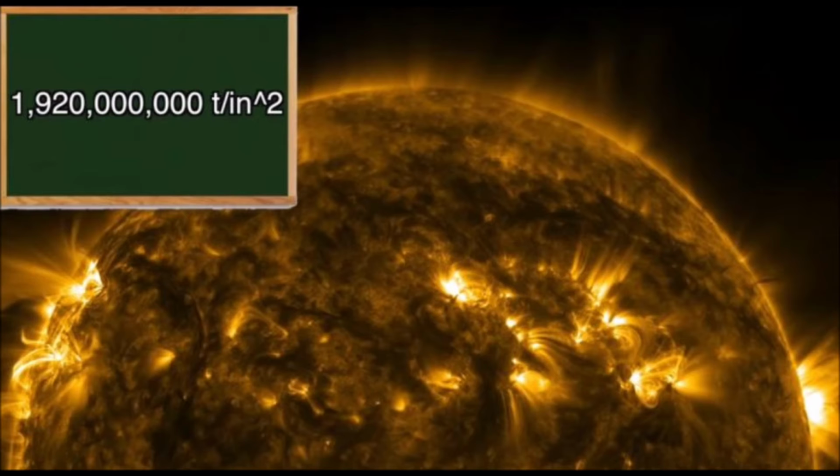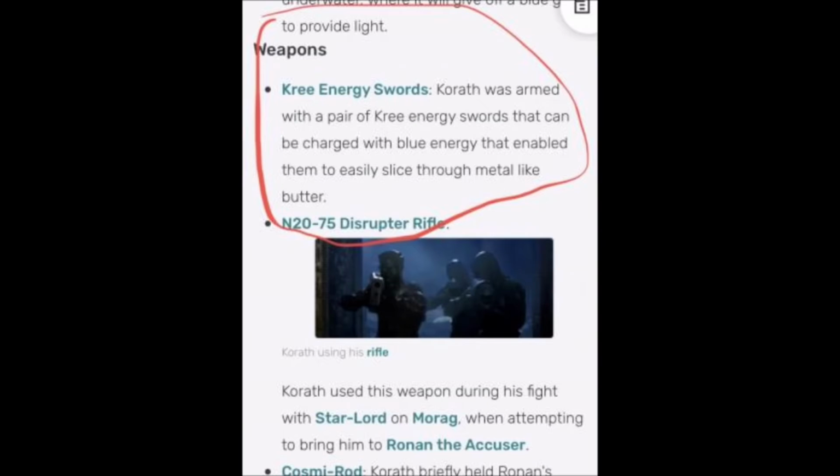Carol is also able to snap Korath's Kree energy sword in half without any harm. It's even stated that the sword can easily slice through metal like butter, so you could potentially argue that Carol has some form of resistance to durability negation.